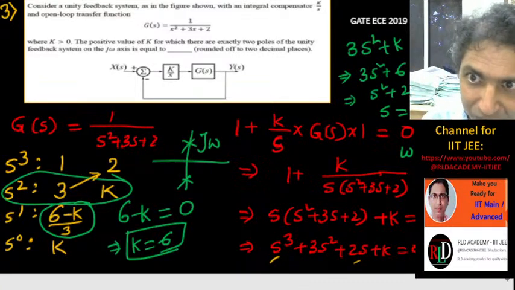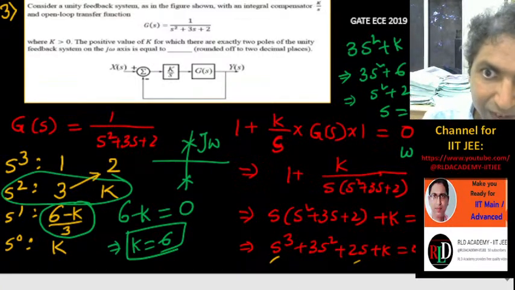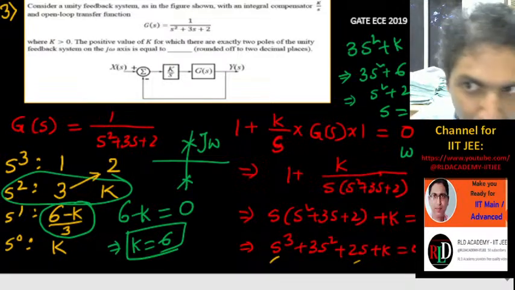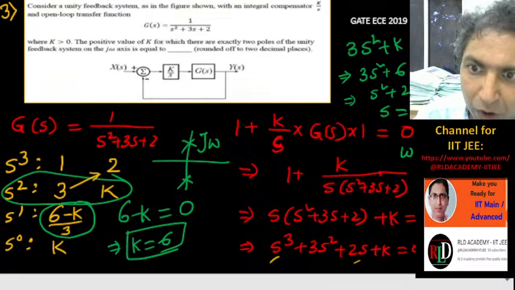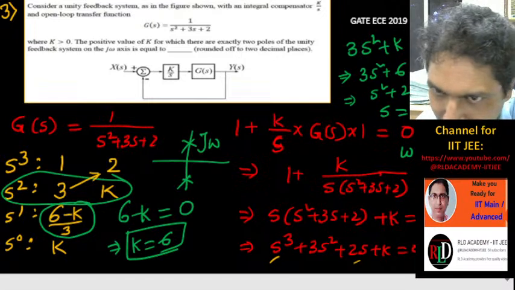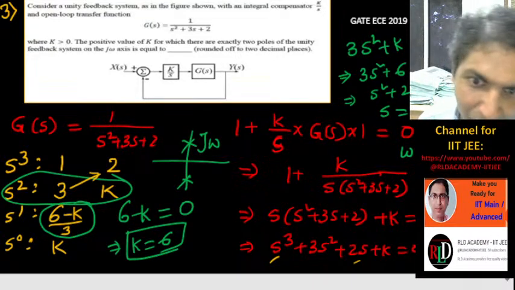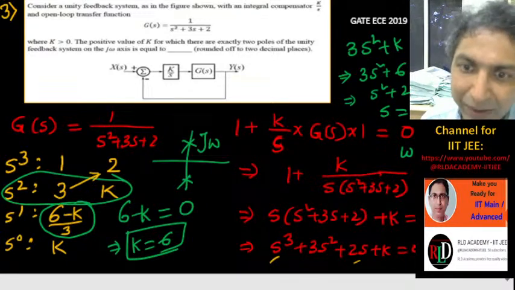But this is not the question. The question was only to find out the k value for which the two poles will be on the imaginary axis. So for that what we will do, the s to the power 1 coefficient I will make it 0.